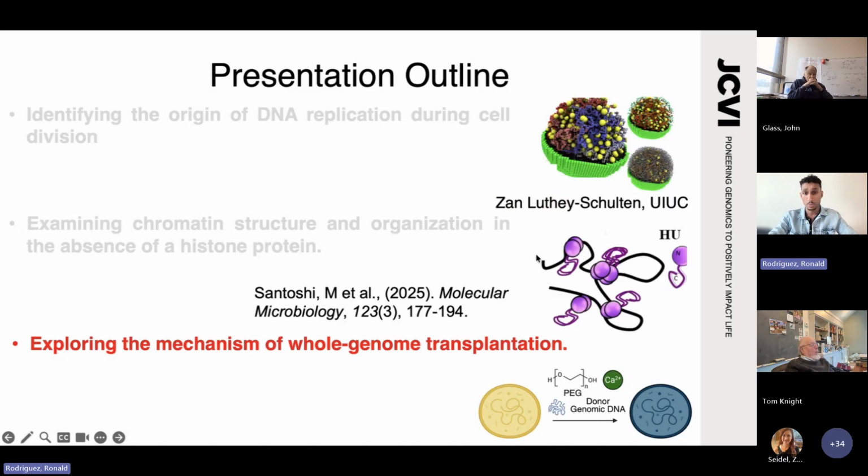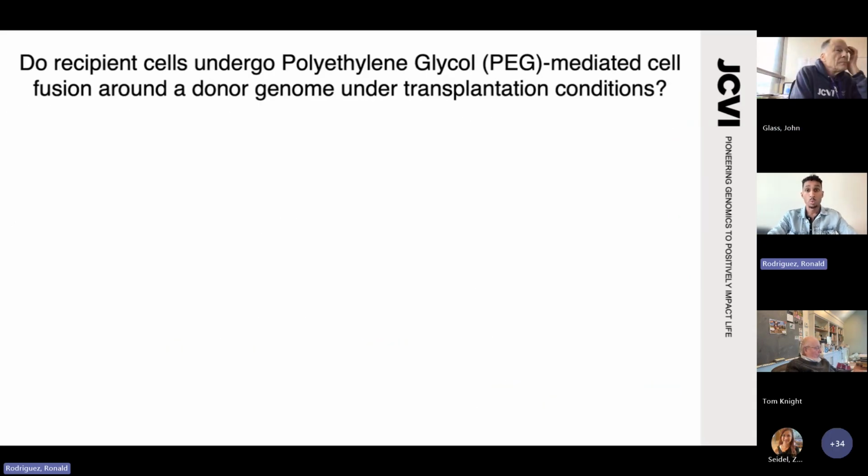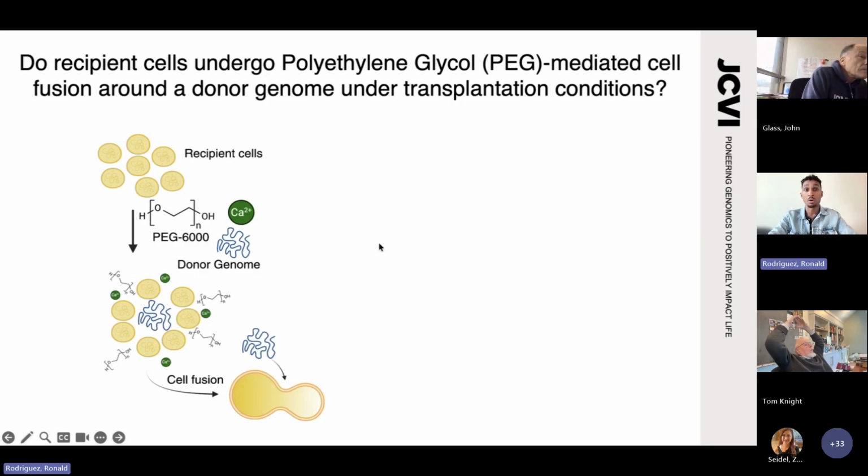Lastly, I want to tell you about some experiments that we have going on to try and understand the mechanism of whole genome transplantation. So one hypothesis that we have for how cells are able to take up a whole genome is that when you treat recipient cells with PEG and calcium chloride, PEG serves as a crowding agent and is also a membrane perturbant. And we think that a lot of the cells are crowding around each other when you have genomic DNA around, and that somehow leads to a fusion event.